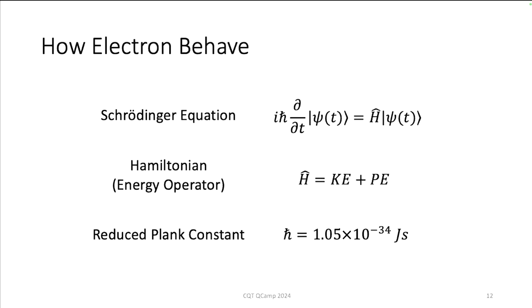I think on Wednesday we were introduced to the Schrödinger equation. It's basically telling you how this electron, this quantum object, behaves. So the equation says that when you apply the energy operator onto the state, it creates a change in the wave function, and that's how the electron changes in time. The Hamiltonian consists of two parts. One is the kinetic energy, the other is the potential energy.